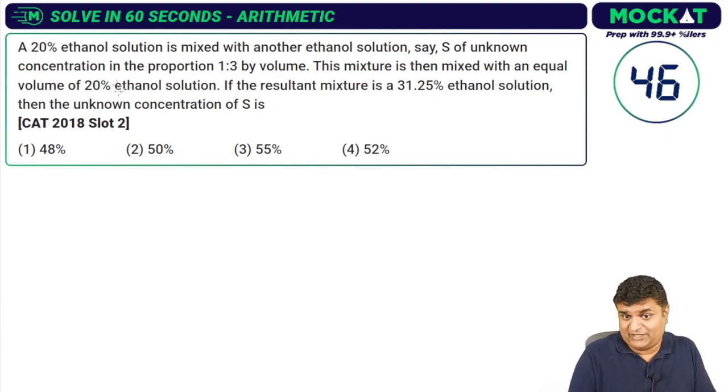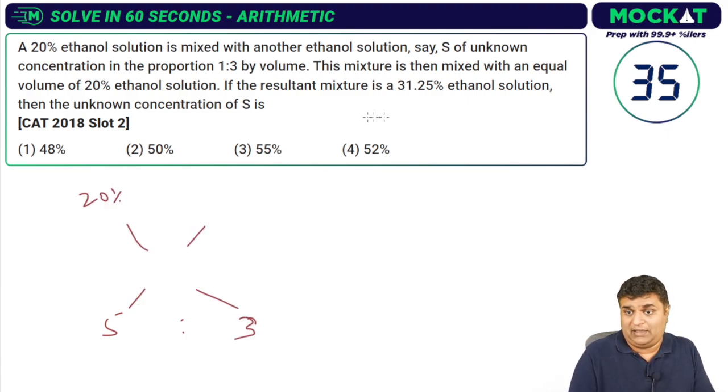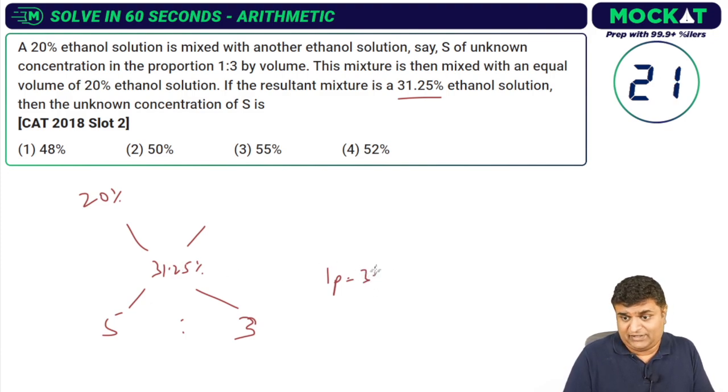Equal volume: 4 parts with another 4 parts. Another 4 parts of 20% coming in makes it 5:3. You mix it up and you get the resultant mixture, which is 31.25%. The difference is 11.25%, that's 3 parts. 11.25 by 3, or 12 by 3, is 4. So 1 part over here is nothing but 4 minus 0.25, that comes to 3.75.